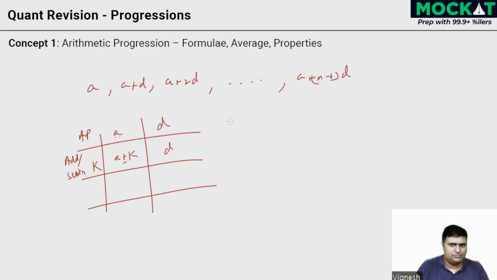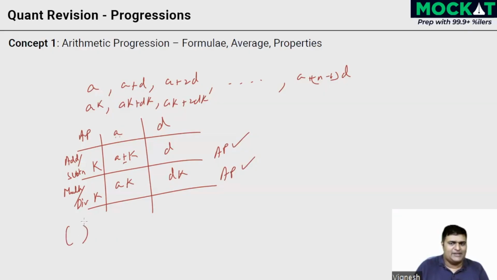No changes to that. If I'm going to be multiplying or dividing by K, then A becomes AK, and D also becomes DK. Just look at it. If you multiply each of these with K, you get AK plus DK, AK plus 2DK, right? So my common difference becomes DK. AK is my first term. That's it. The AP still continues to be in AP, right? The terms are still in AP. There's no change to that. This is the impact.